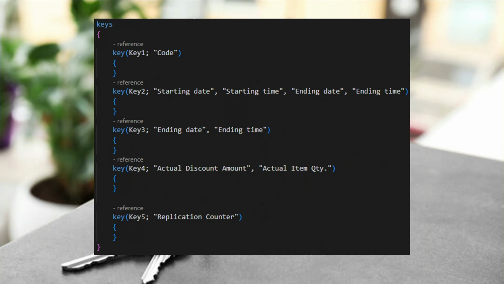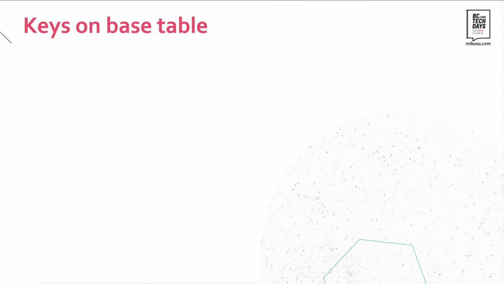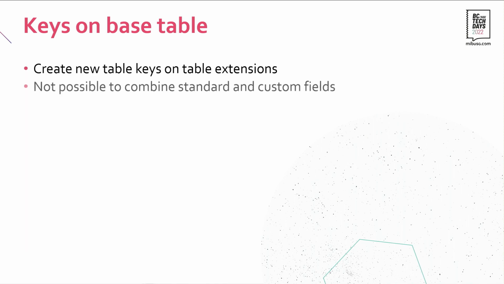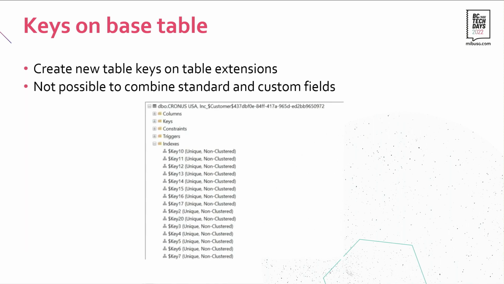Also, about that system ID field that I mentioned earlier, it is not visible in Business Central AL. It's created automatically on SQL Server, but you don't see it on that screen. I'm sure that all of you know that it's possible to create a key on standard tables as well. The main trick here is that we cannot combine standard fields with our custom ones. So we should be aware of that.